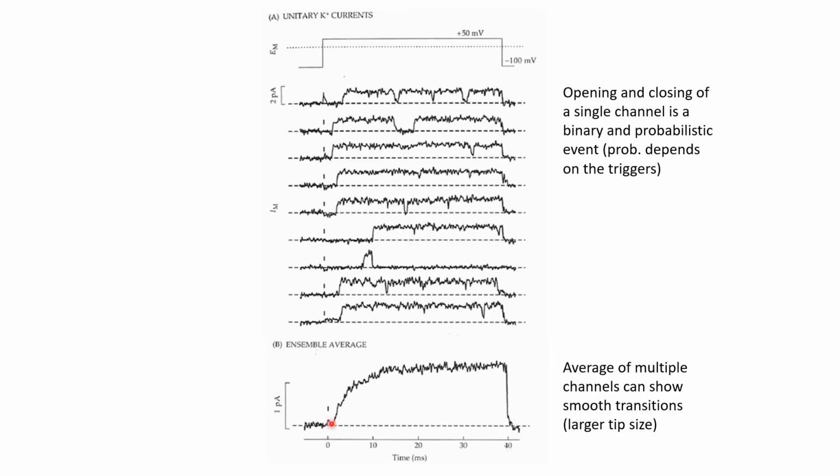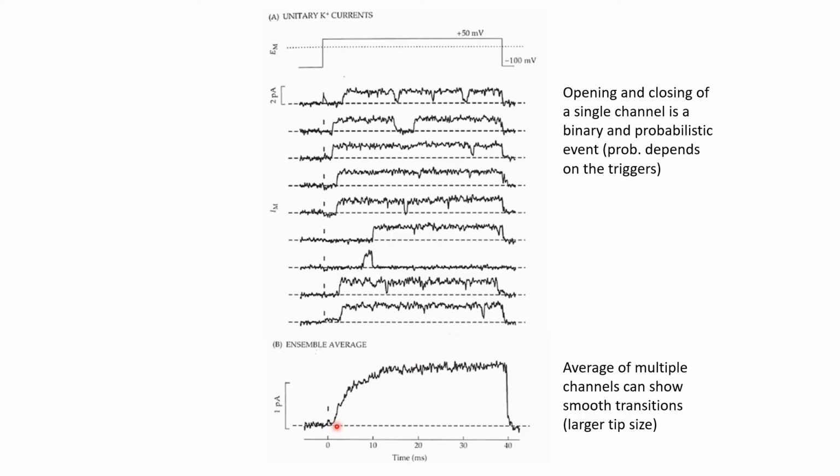And in this average we see a gradual increase in the current. So the total current through all these channels is zero, and then it is gradually increasing. That might give the impression that the channels are gradually opening, but as we have seen, the individual channels are either in the closed state or open state, so they are binary.